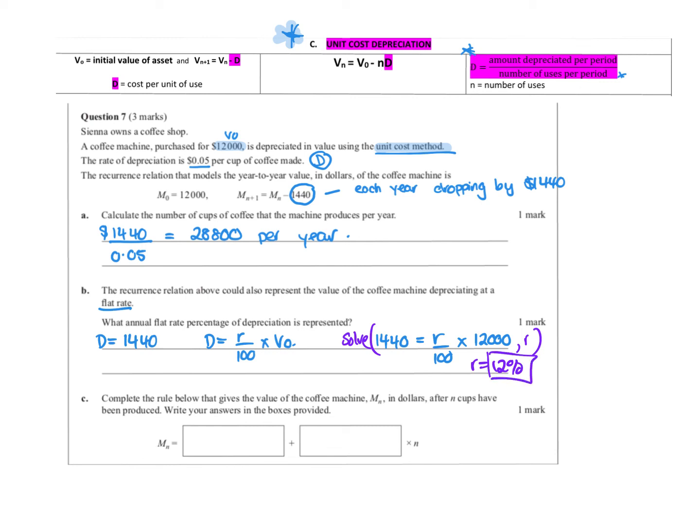Complete the rule below that gives the value of the coffee machine, Mn, in dollars after n cups have been produced. So they just want a cup of coffee. So they want the unit cost nth rule formula. Now they're calling it Mn, we often call it Vn. We know this would be my V0 and this would be my D value. So my V0 was 12,000, so I can pop that in. And how much does it depreciate per cup? We're going back to this one, the 0.05, okay?